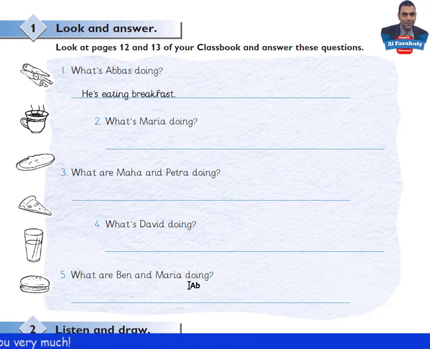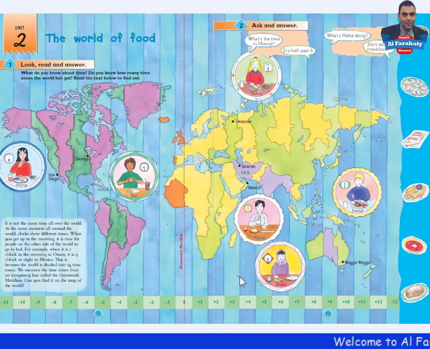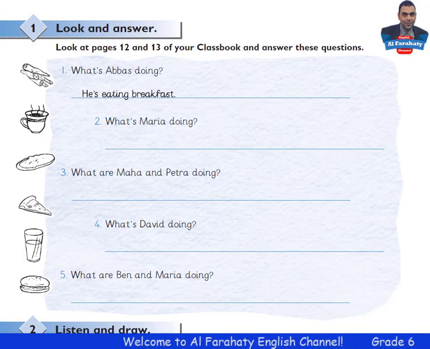You are asked to look again at page 12 and 13 of your class book and try to answer these questions in the present continuous tense. Let's look at the pages again. Yeah, look at these pictures, look at the time, and try to answer the questions. Take your time to do the activity, then come back to check your answers.